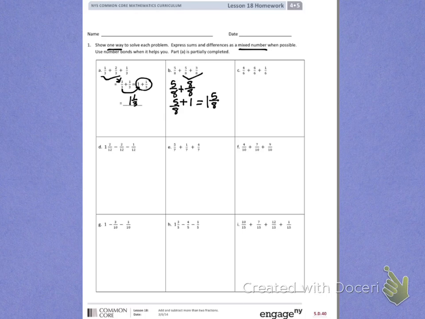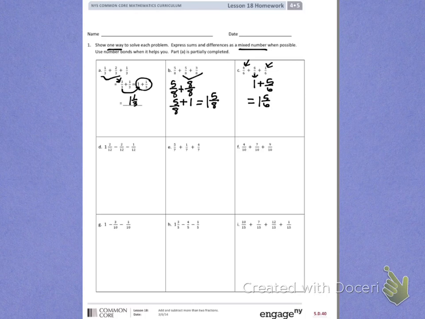Looking at letter C, I have 4/6 plus 6/6 plus 1/6. I think I'm going to combine my 4/6 and my 1/6 because I know 6/6 is 1. I'm going to go ahead and call that 1. So 6/6 becomes 1 right here. And 4/6 plus 1/6 is 5/6. And 1 plus 5/6 is 1 and 5/6.